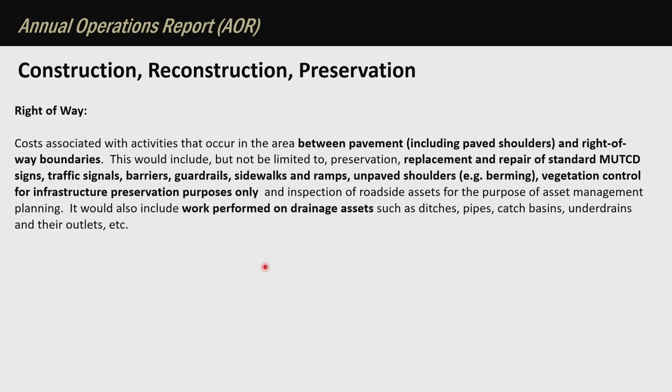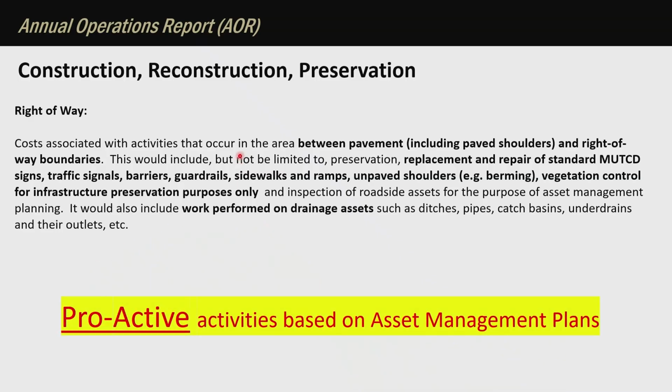It also lays out some guidance on what the right-of-way is and costs associated with construction, reconstruction, preservation in the right-of-way. Things such as sidewalks, ADA ramps, guardrails, traffic signals, maintaining your street signs are all included in the construction, reconstruction, preservation of right-of-way. So really anything being proactive is the difference between maintenance and preservation. Preservation are proactive things that you're planning out and performing to maintain our roads, bridges, and right-of-ways.